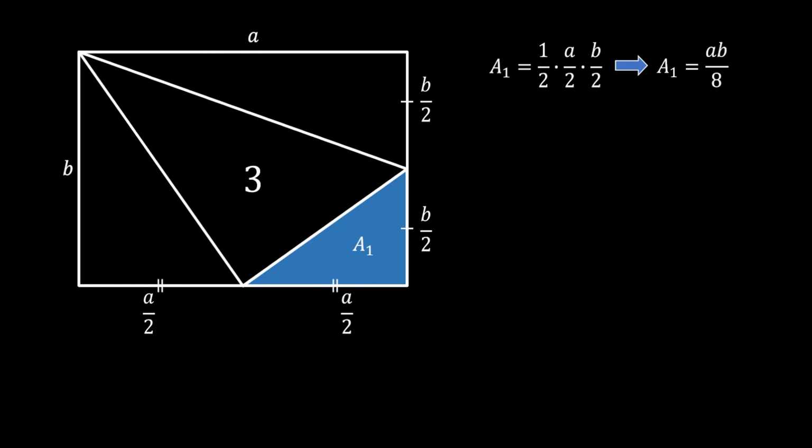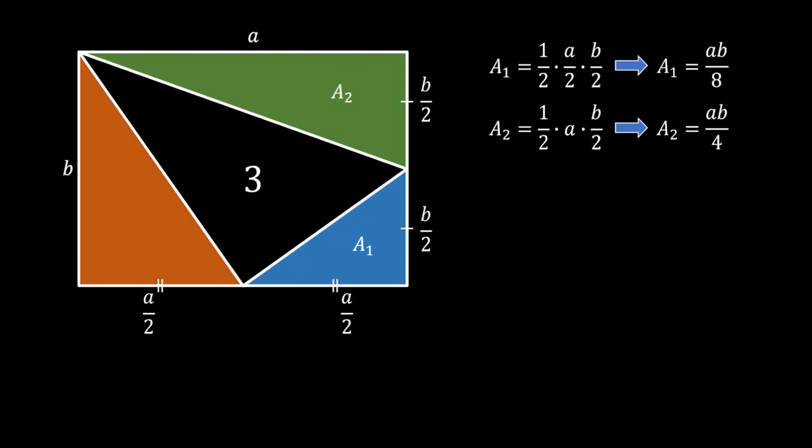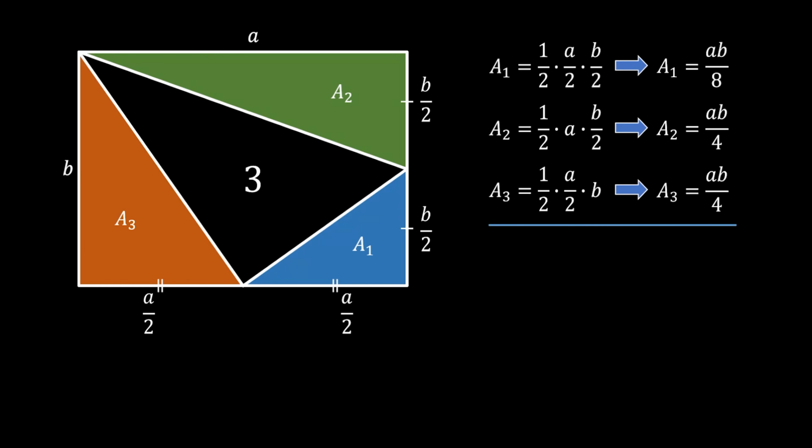Now let's do the same thing for the triangle on the top, and let's label its area as A2. This time we have the base of a and the height of b over 2, so we're just going to implement this into the formula for the area, and we will get that A2 equals a times b over 4. Finally, we will do the same thing for the triangle on the left. We're going to label its area as A3, and you can notice that this triangle has the base of a over 2 and the height of b, so the area will be 1/2 times a over 2 times b, which really nicely simplifies to ab over 4.